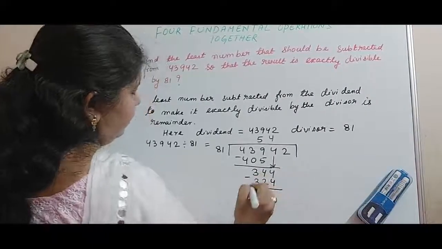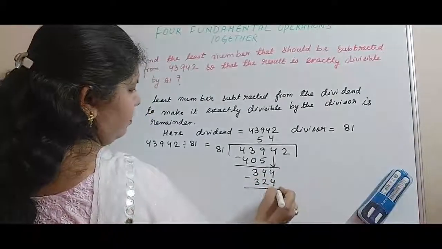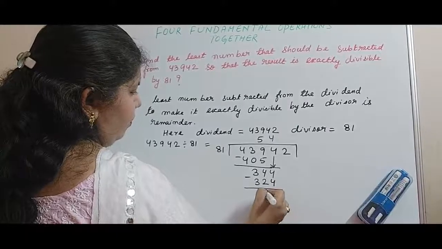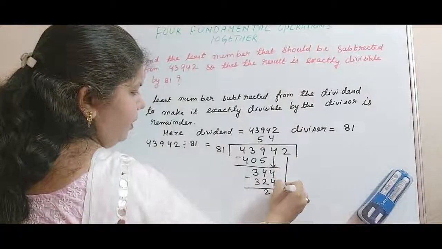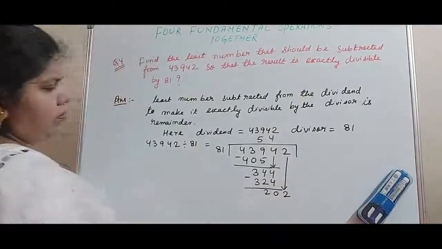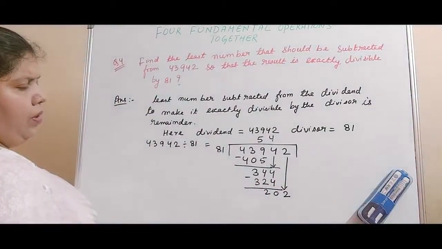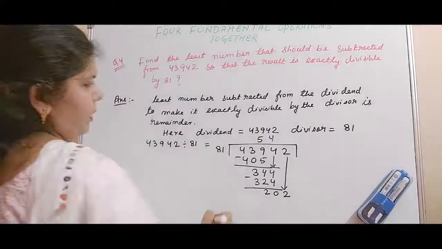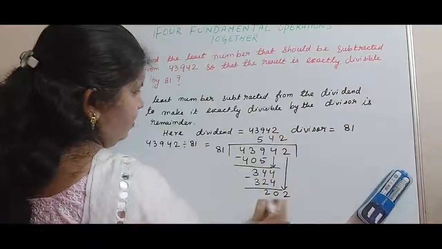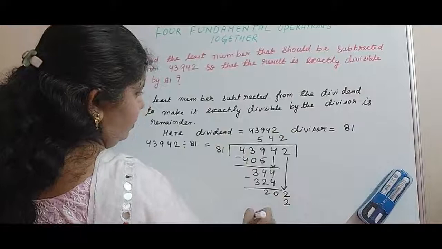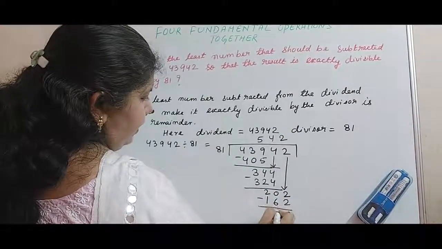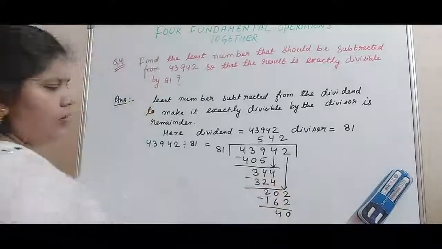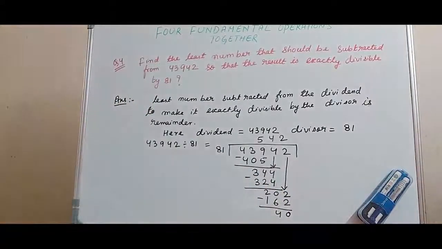After subtraction, 4 minus 4 0, 4 minus 2 2, 20. Now we will bring the last digit 2 down. Now 81 2s are 162. So we got the remainder finally, that is 40. Okay.